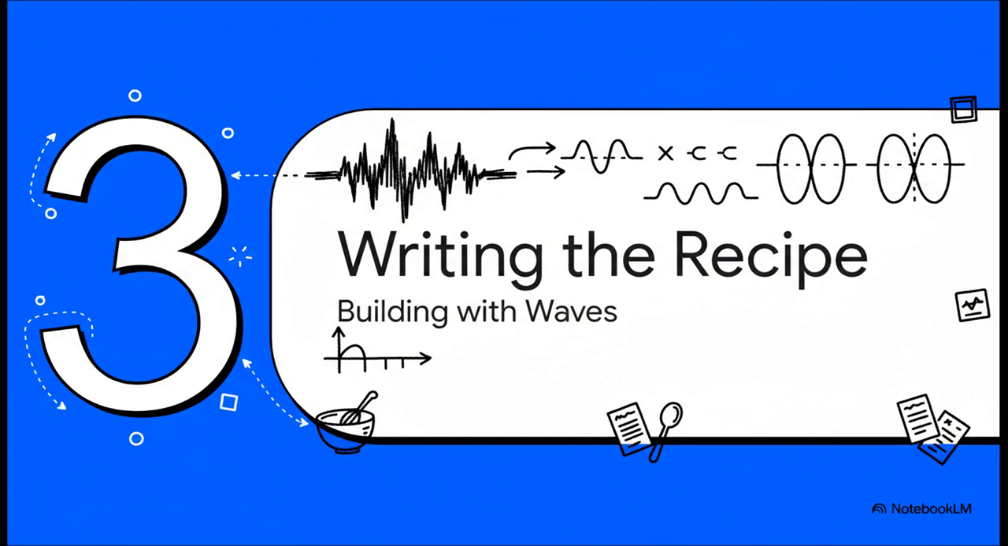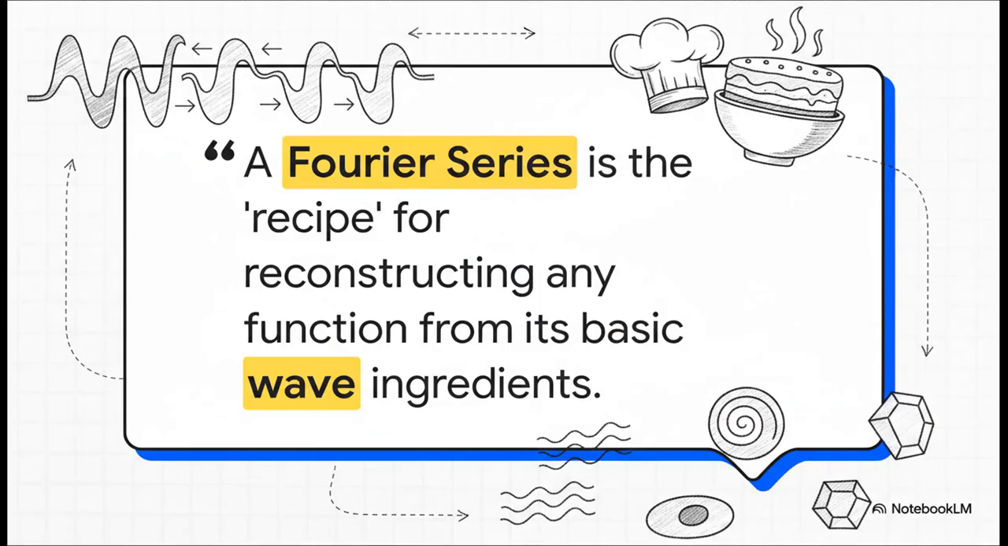Well, this is where we learn to write the recipe. And this recipe has a name. It's called a Fourier series. You can think of it as the literal recipe that tells you exactly how much of each simple wave, each ingredient, you need to mix together to build your original complex function back up. It's like knowing you need 2 cups of sine wave, 1 cup of cosine wave, and so on.